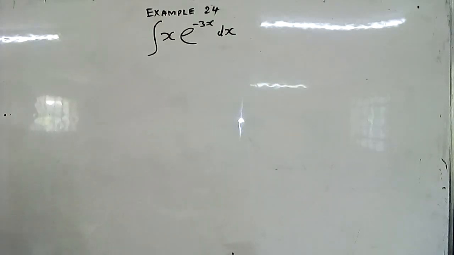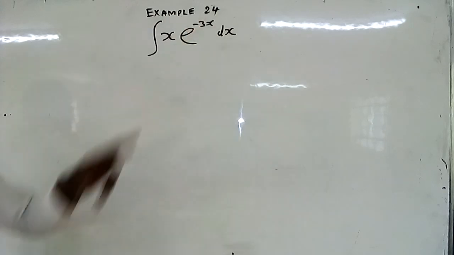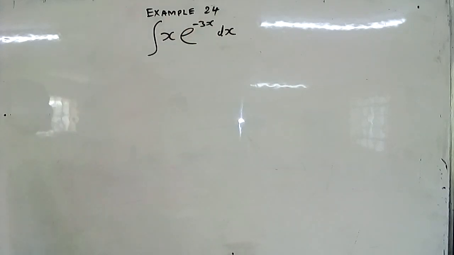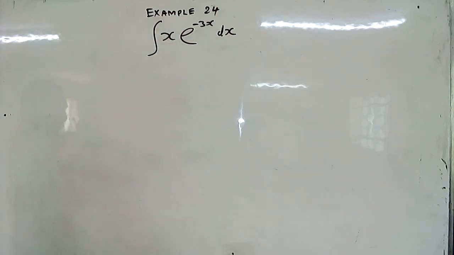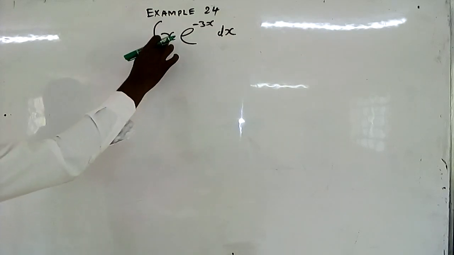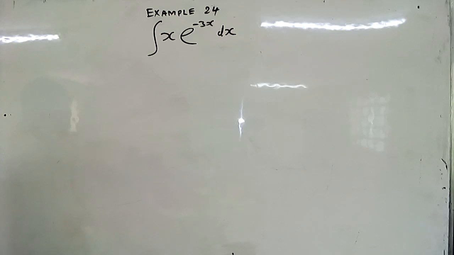Evaluate the integral x exponential negative 3x. So how do we integrate x exponential negative 3x dx? This is actually integration by parts, because it is a product of two functions. You can see the first function, x, is polynomial, and the second function is exponential, isn't it?